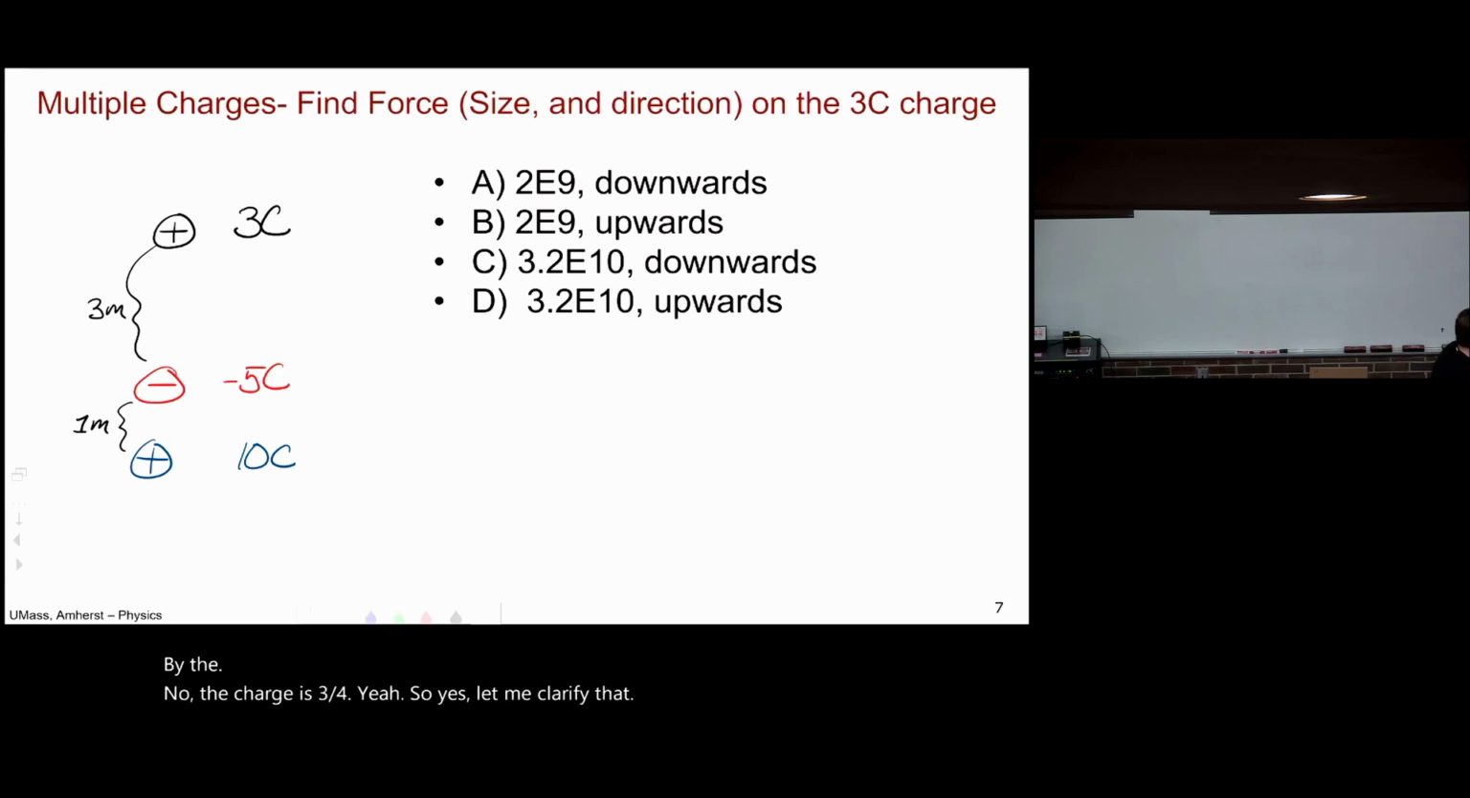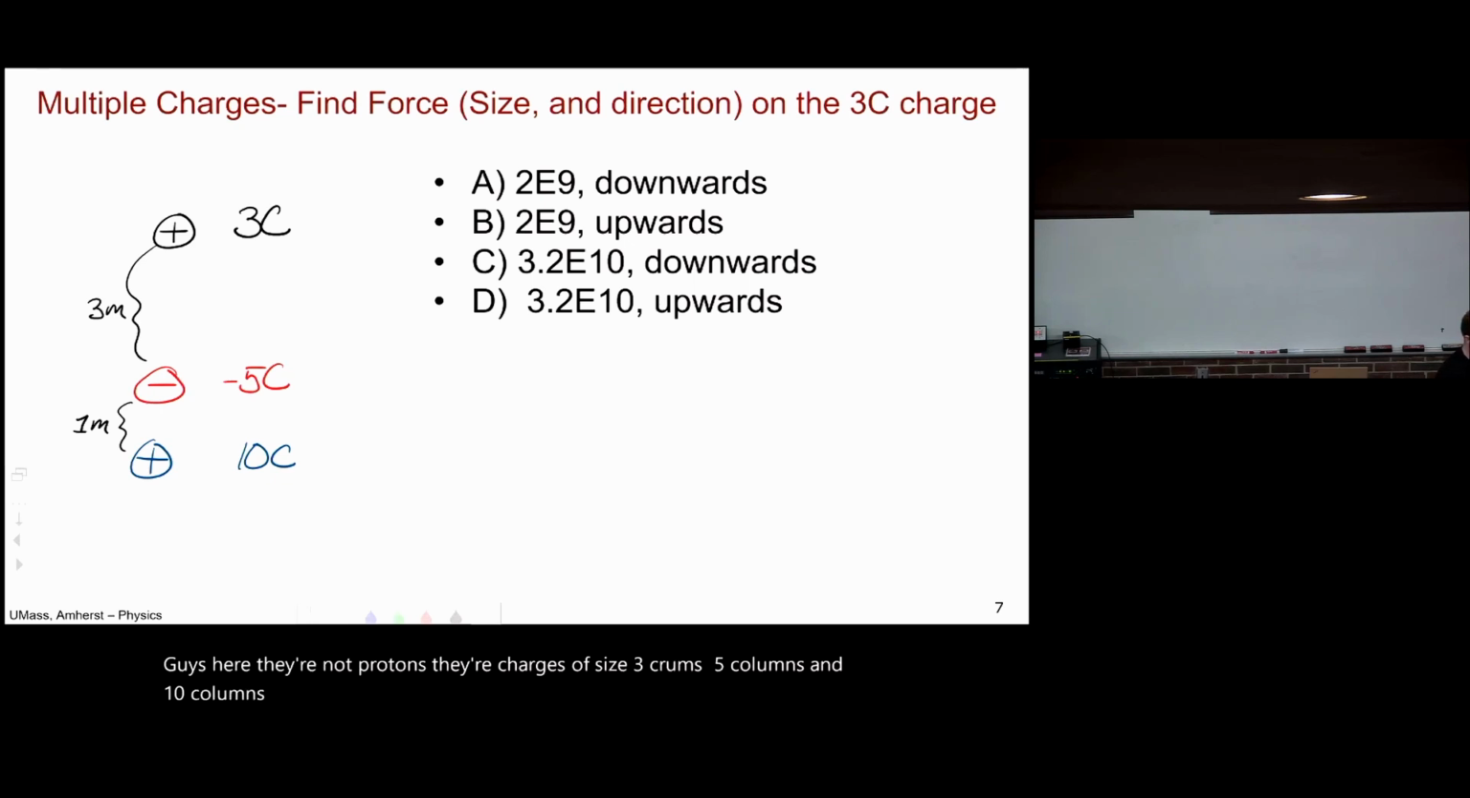Guys, here, they're not protons. They're charges of size 3 coulombs, -5 coulombs, and 10 coulombs. These are huge charges.